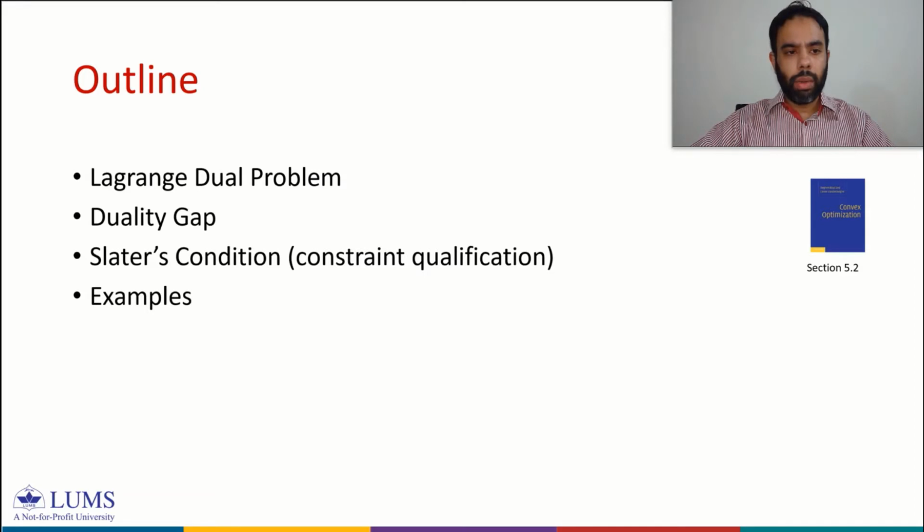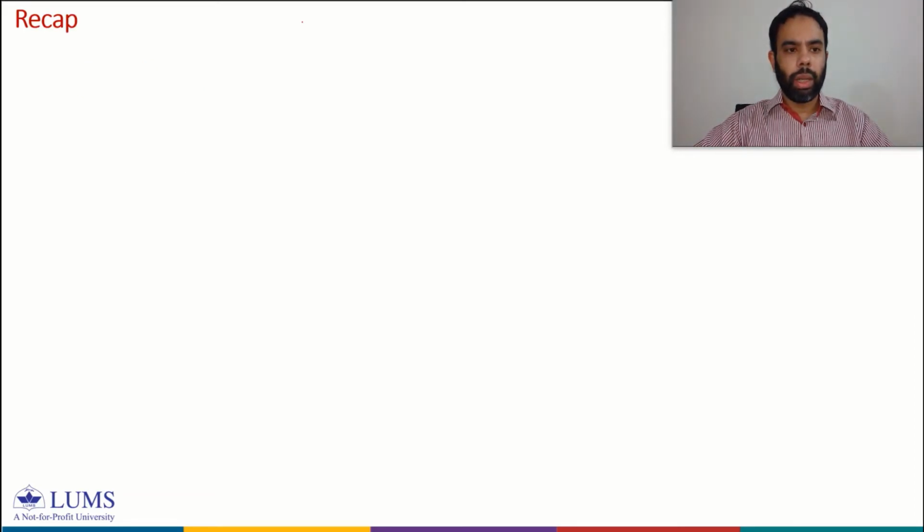So let's quickly recap what we discussed in the last module. In the last module, we learned about three concepts. We talked about a primal optimization problem, and then we talked about Lagrangian function. Using Lagrangian function, we looked at the formulation of Lagrange dual function, and then we showed that Lagrange dual function serves as a lower bound on the optimal value of the primal problem.